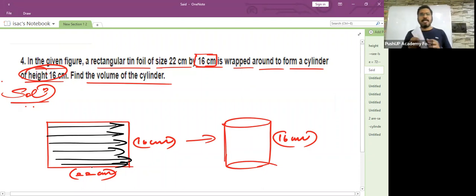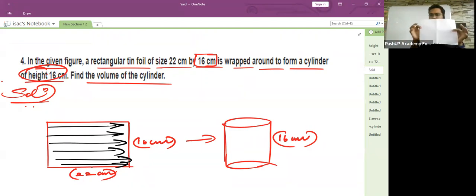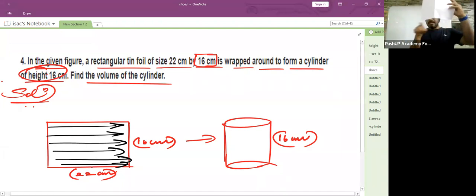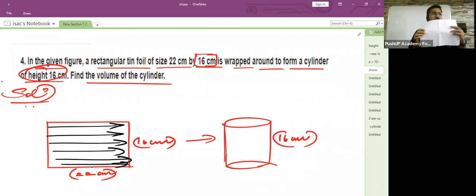Imagine this is your rectangular foil, where this is the breadth and this is the length. The longest portion is the length, the shorter portion is the breadth. Now, what are we going to do? We are going to wrap this tin foil in such a way that you generate a cylinder.